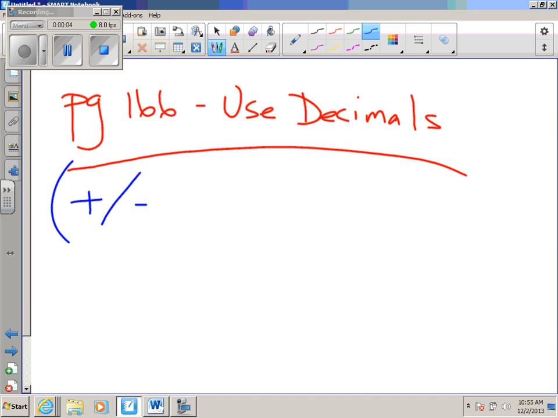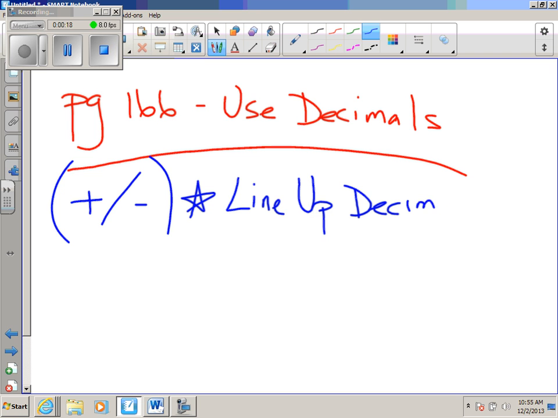We add or subtract with decimals. What is the rule? Carlos, go left to right. We need to line up the decimals when we add or subtract. We need to make sure that we line them up.